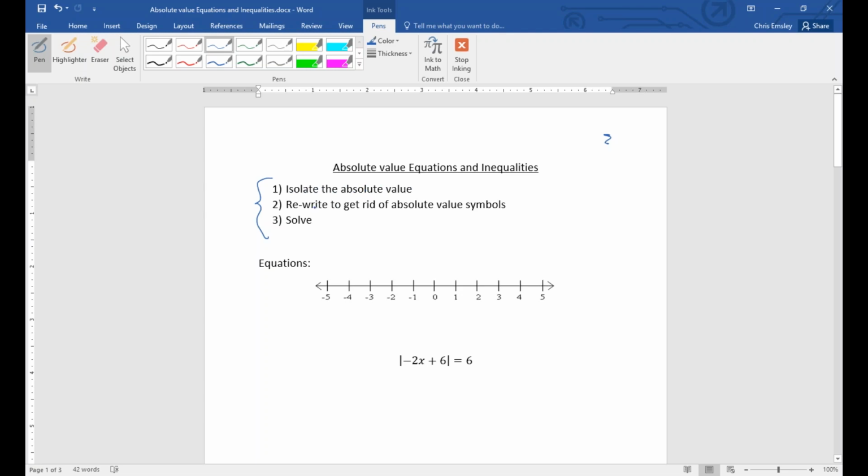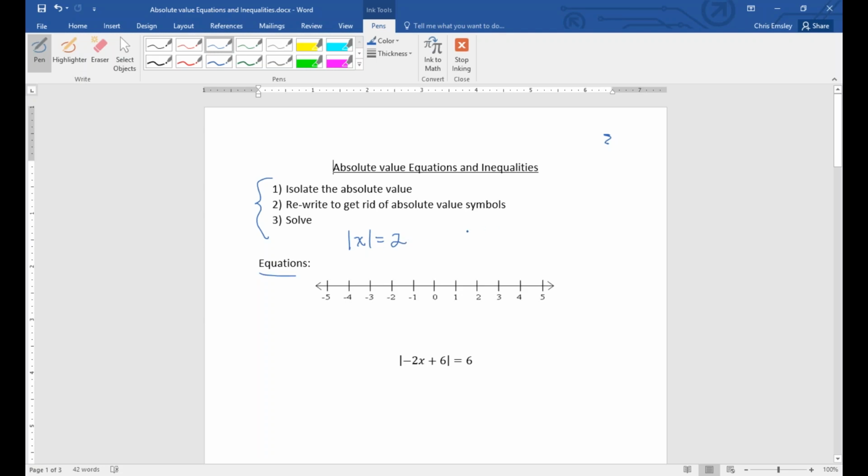Then we're going to rewrite to get rid of the absolute value symbols. That's going to be a different procedure for equations and inequalities, but either way we have to get rid of those symbols somehow, and then we are finally ready to solve. So first up, we'll look at equations. Before we solve an equation, a quick review of absolute value.